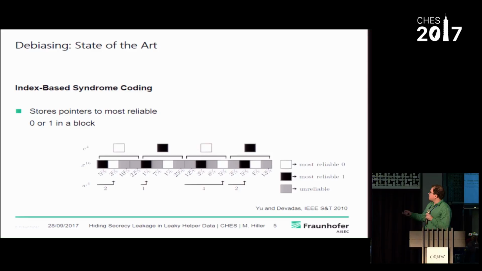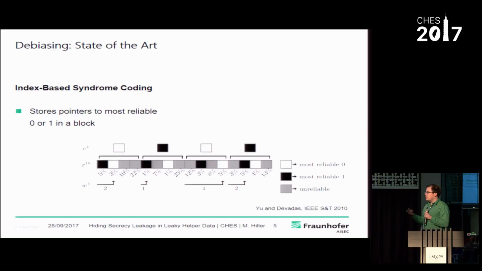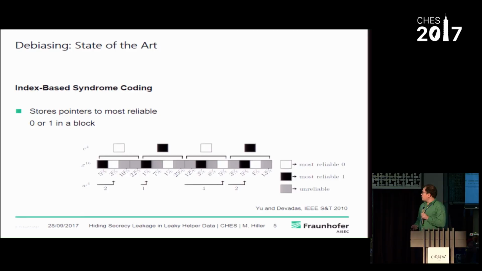The black ones are puff responses that are close to 1. And if we, for example, want to encode a 0, we're looking at the puff response that is 0 with the highest probability, and then store a pointer to that. That's one approach, to use the independence here to generate something uniform, but it comes at the expense that the puff sequence is reduced to a shorter sequence.